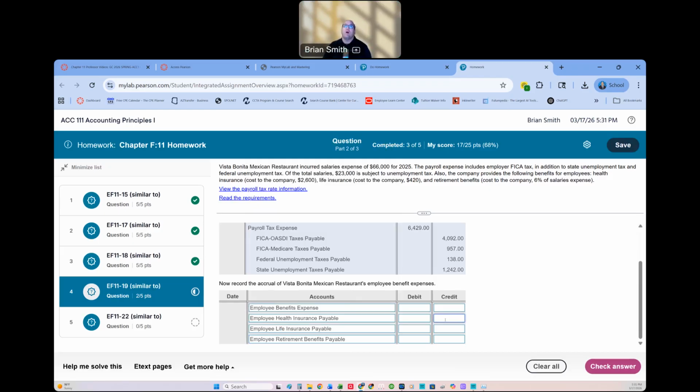And then it said the cost to the company for the health was 2,600. Cost of the life insurance was 420. Cost to the company is 6% of salaries expense, 66,000. So 66,000 times 0.06 is 3,960. Adding all of these up, 3,960 plus 420 plus 2,600, I got 6,980 for employee benefits.